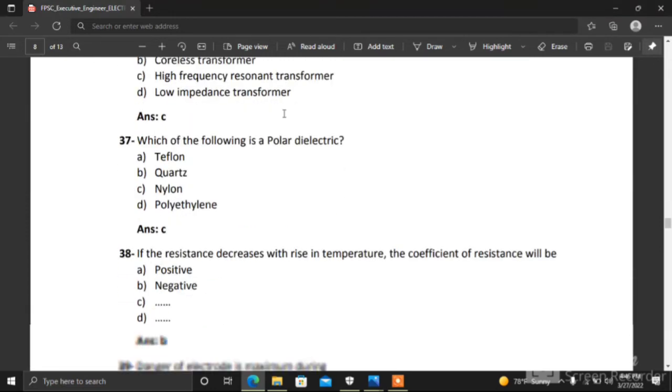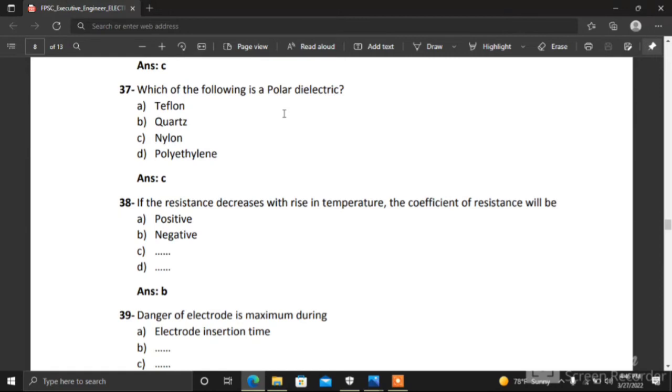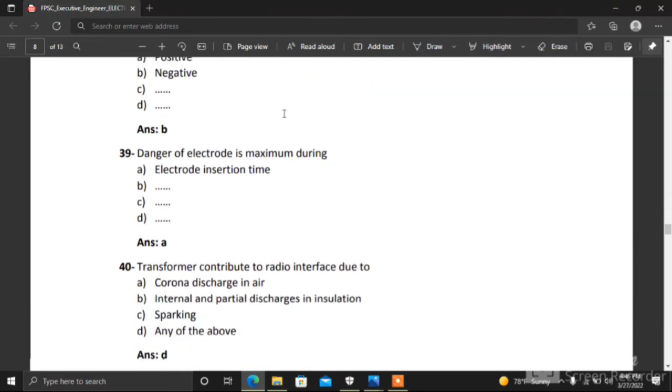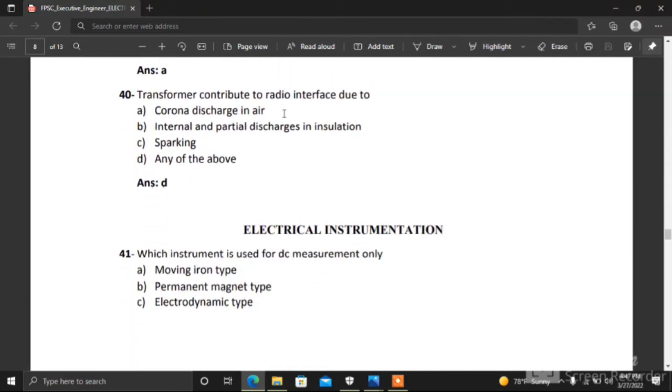Which of the following is polar dielectric? Correct option is C, nylon. If the resistance decreases with rise in temperature, the coefficient of resistance will be, correct option is B, negative. For insulators and semiconductors, the coefficient of resistance is negative. Danger of electrode is maximum during electrode insertion time. Transformer contribute to radio interference due to, correct option is D, all of the above: corona discharge, internal and partial discharge in insulation, sparking.